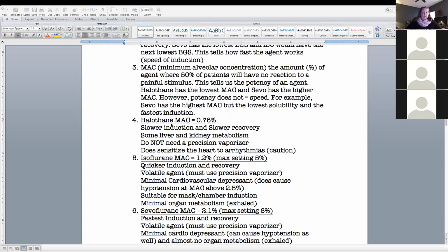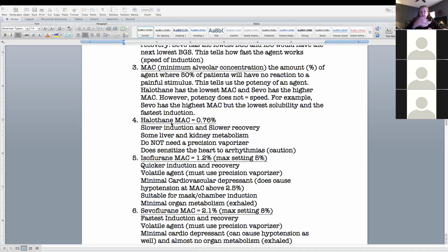But halothane was a volatile agent, so it needed a precision vaporizer, and it had a slower induction and slower recovery. The ones that we're really comparing are halothane and isoflurane. Out of those, halothane has the slowest induction and slowest recovery, because if I go back to blood gas solubility, it has a higher blood gas solubility. So halothane does get absorbed into the tissues, and into the rubber parts of the anesthetic machine, like the tubing and the plastic. It's rubber soluble.